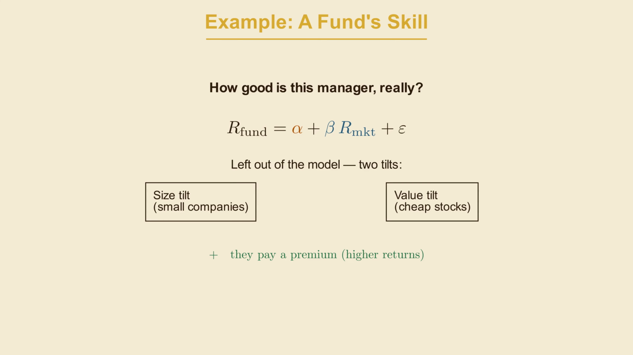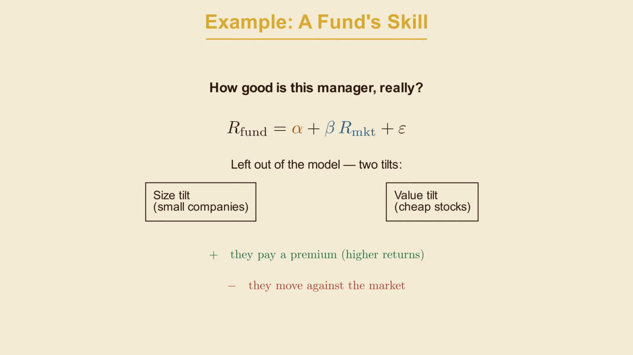First, size and value tended to pay higher than average returns over this period. In general, size and value stocks typically end up paying better because they happen to be riskier investments. Second, over the fund's history, they tended to move against the broad market. So when the market fell, those tilts went up, and when the market surged, they lagged a little bit.